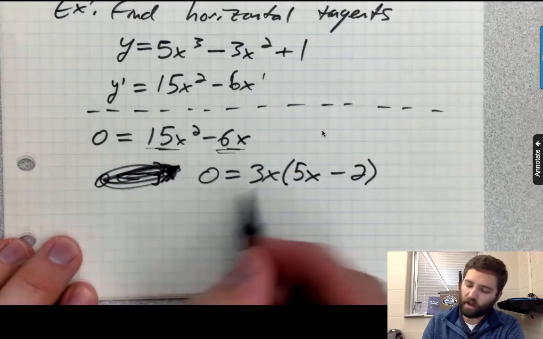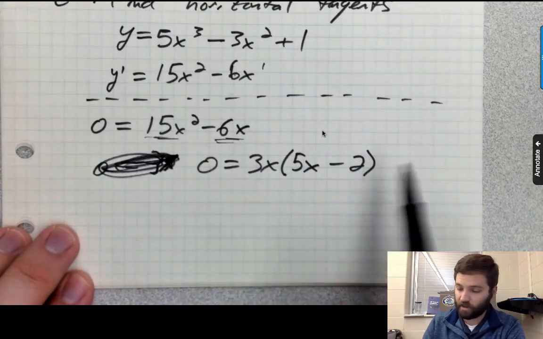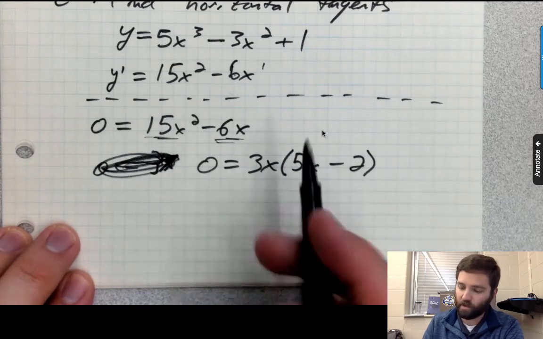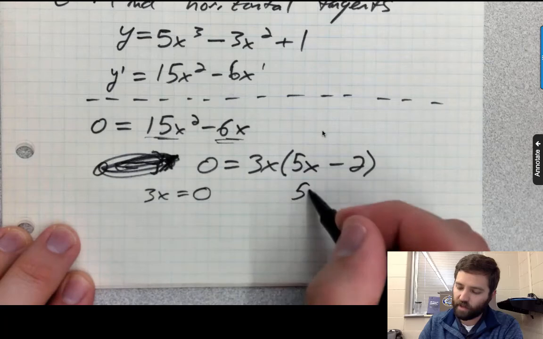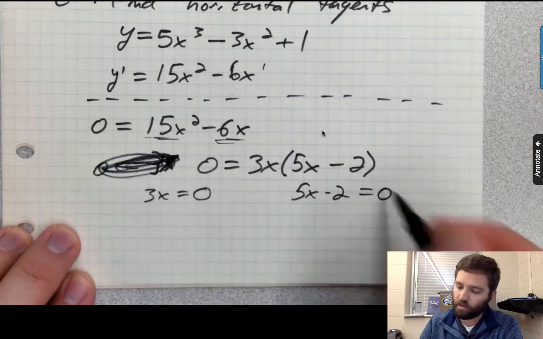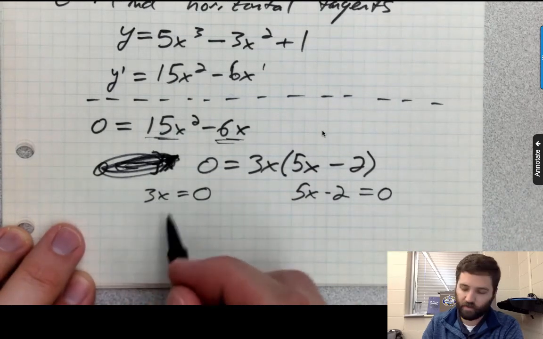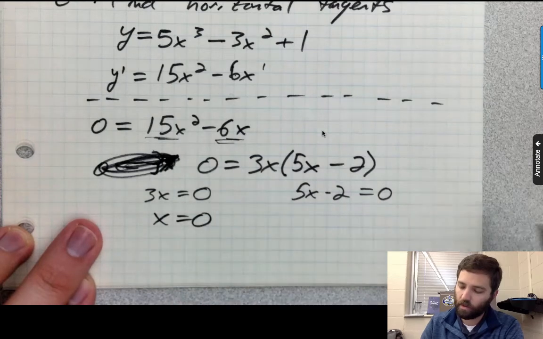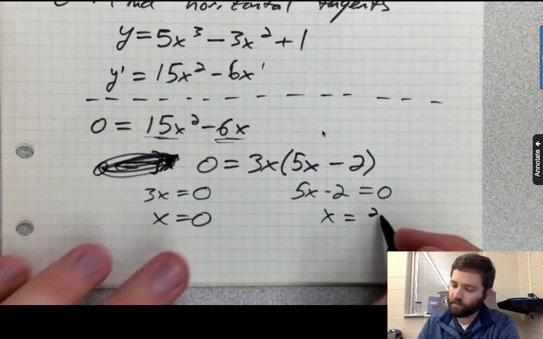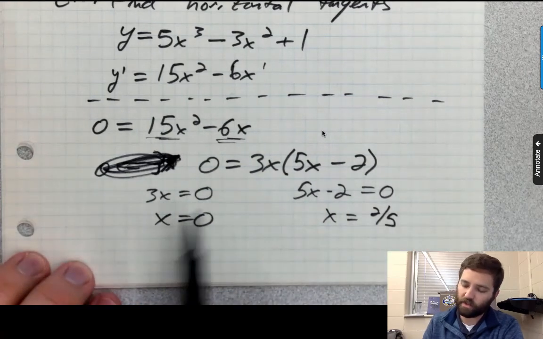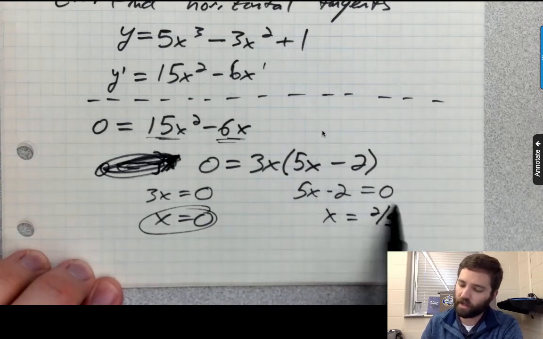Okay, so again, we're going way back to algebra 1 and algebra 2 here. We're solving a quadratic. When is 3x equal to 0? When is 5x minus 2 equal to 0? Okay, well, if I solve this for x, I get x equals 0. And then I'm going to add 2 and divide by 5, so I get x equals 2/5. Okay, so that's where my horizontal tangents are, is x equals 0 and x equals 2/5.